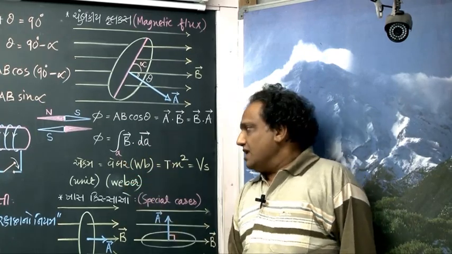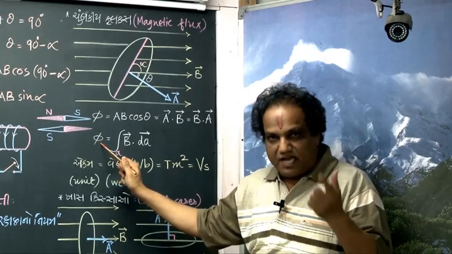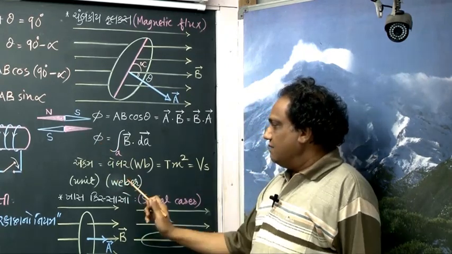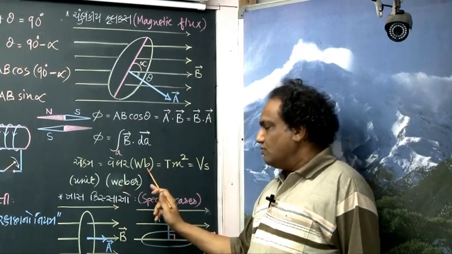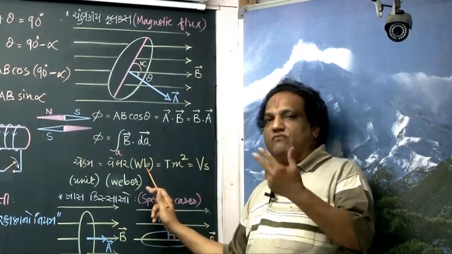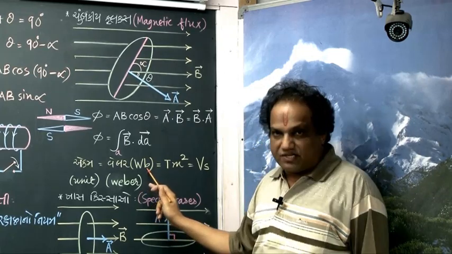Okay, fine. Now what about the unit of magnetic flux? The SI unit of magnetic flux is the Weber, and the symbol of Weber is capital W small b. Later on we will come across two more units, equivalent units of magnetic flux.